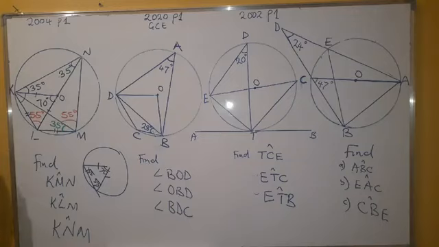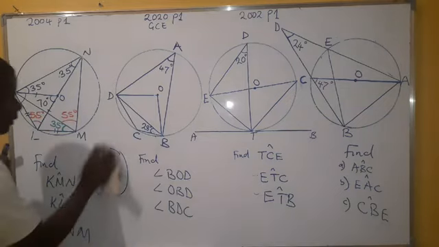So, we know that this whole angle here is 90. It's 90. Because we have the diameter. This whole angle is 90. Okay? So, what do they want? Let's see what the questions are asking us to work out before we proceed.